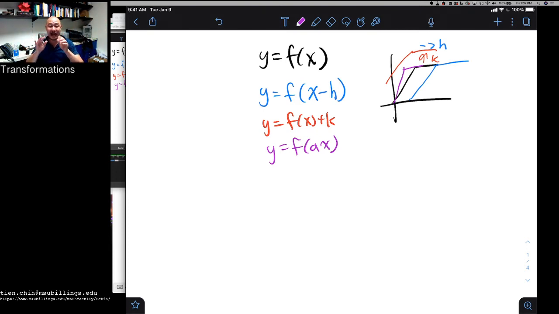On the other hand, if a were less than 1, let's say a were 1/5, then things that used to happen at 1 would happen at 5. Things that used to happen at 5 would happen at 25, and so on, right? Things would get stretched out. So if a were less than 1, that would result in a stretching.